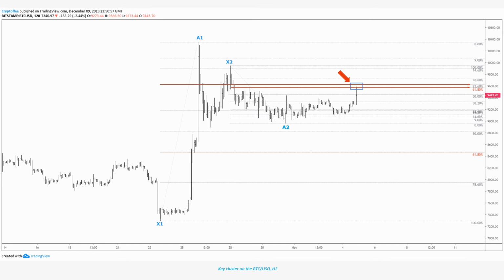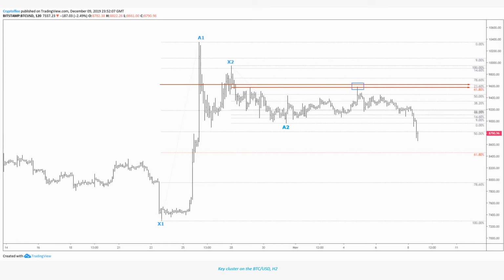One could argue that the price is getting upward momentum. Well, let's have a look at how price behaved from here. As you can see, this cluster of resistance worked perfectly. Price approached the cluster but could not break through this strong resistance area. It was not incidental. It was an outcome of a properly constructed Fib retracement and it was a key cluster.